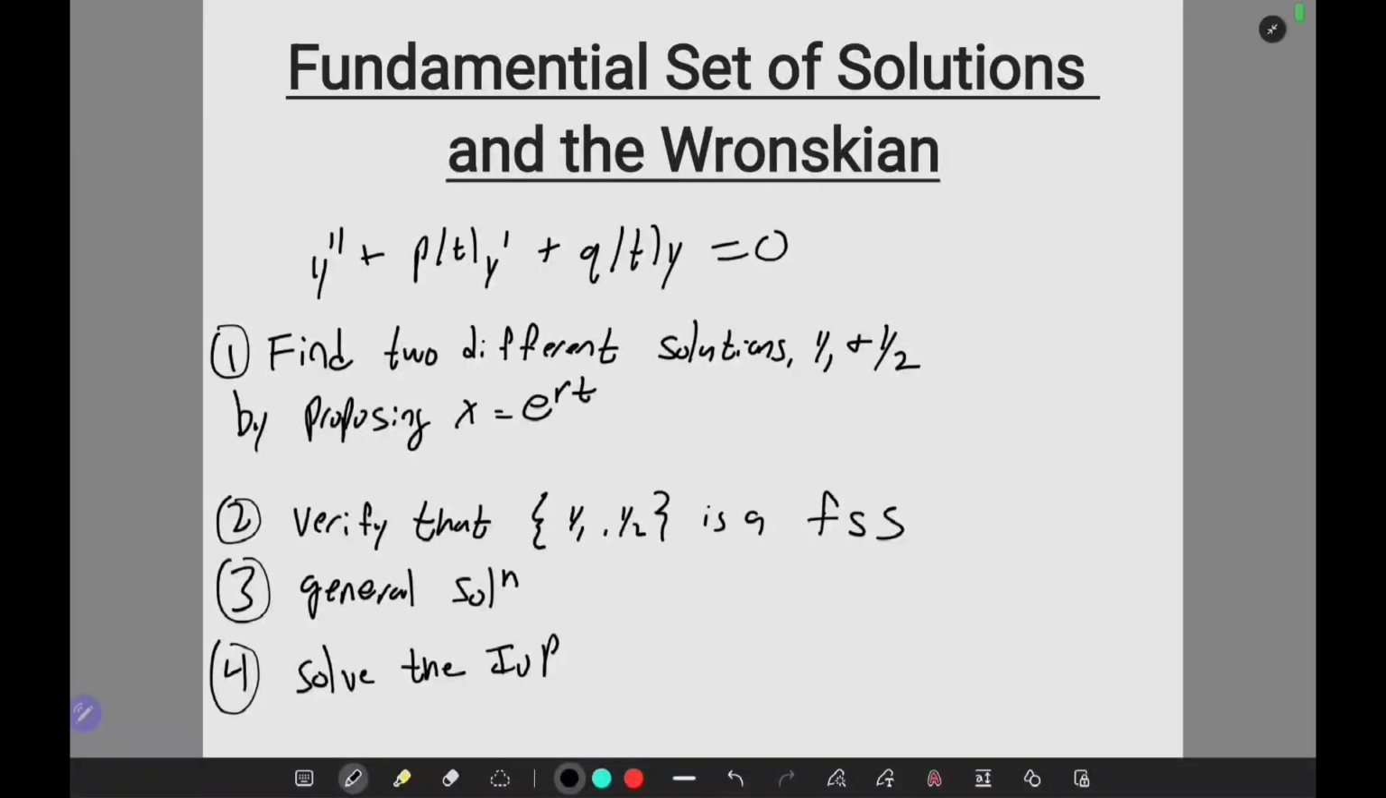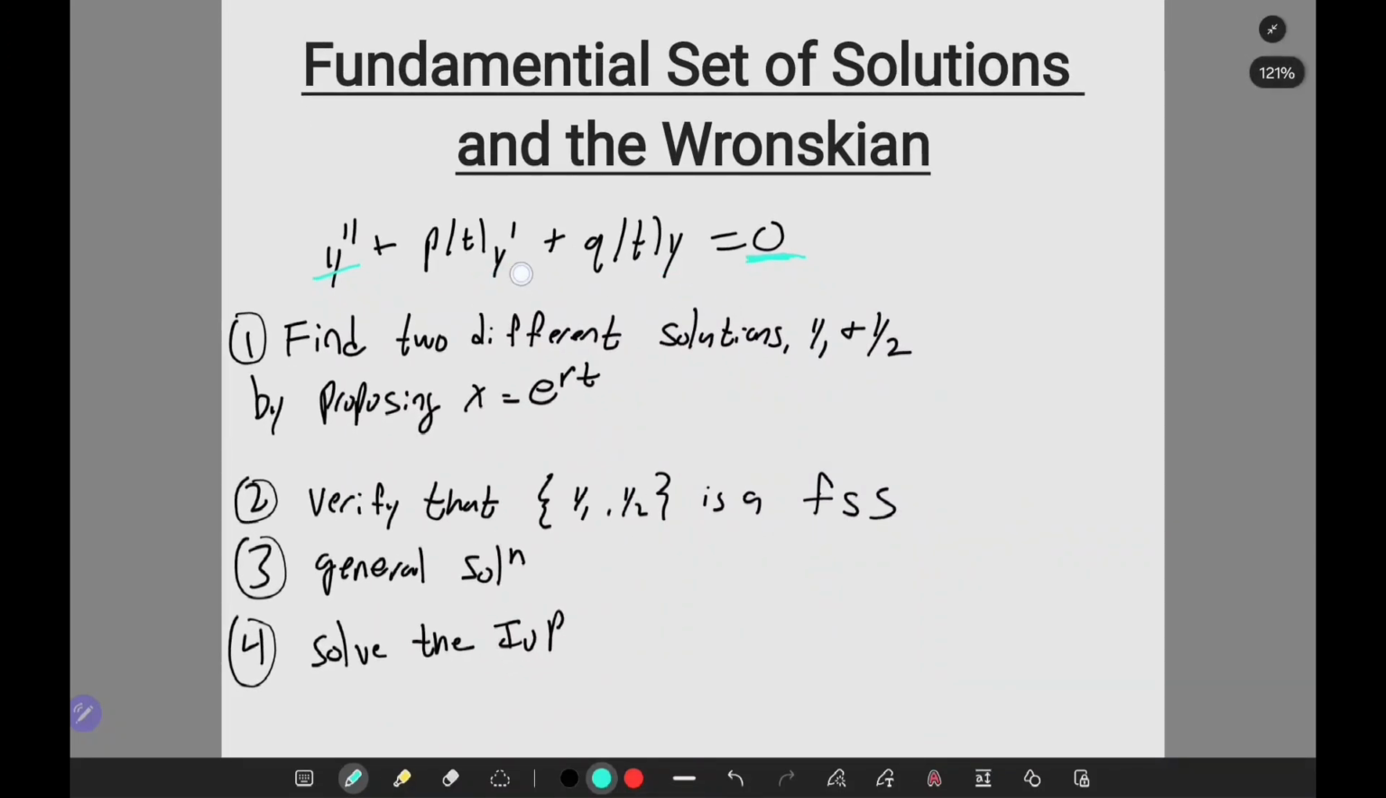Okay, so in this video we're going to look at the fundamental set of solutions and the Wronskian. This section applies to second order linear homogeneous equations. We know that because it needs to be in this form where it equals 0, which tells us that it is homogeneous. And it's second order because of this.